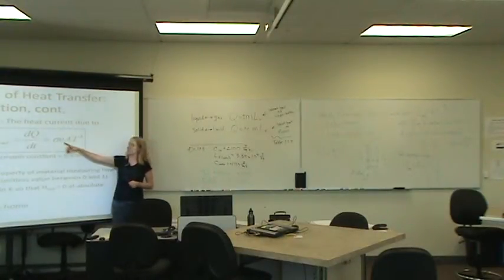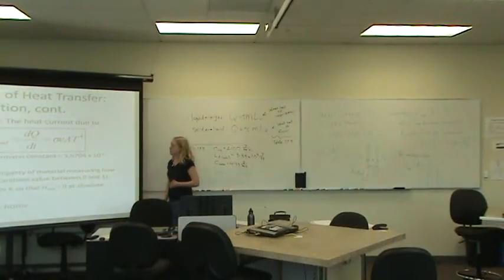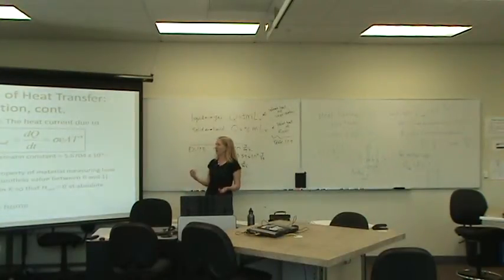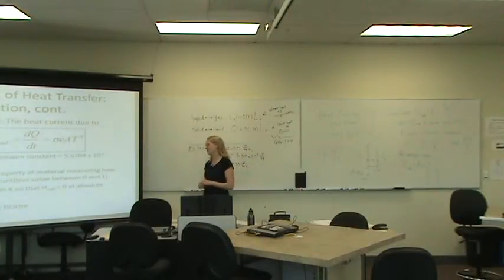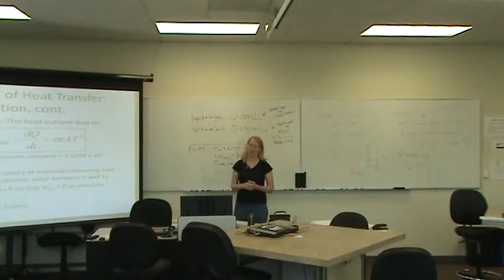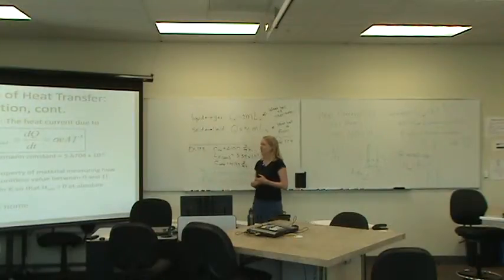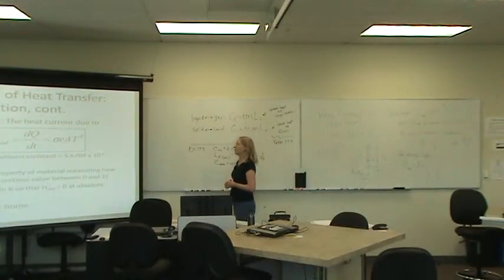E is not the electric charge of an electron. It's emissivity, and this is a property of a material measuring how much it radiates heat. So this is a value somewhere between 0 and 1. Typically, I think the book just says set it equal to 1. So that's not one that we usually worry about looking up in a table. So there's no units on emissivity.